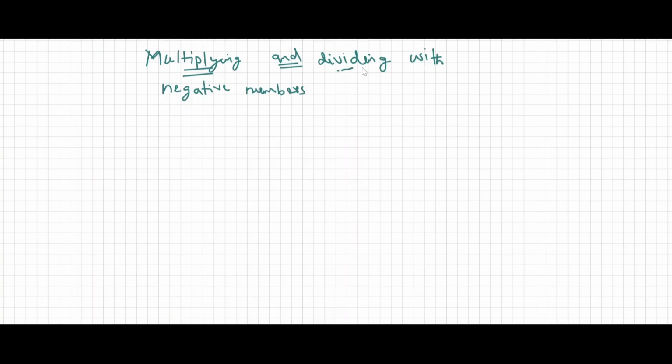So next we have multiplying and dividing with negative numbers. With negative numbers it can be more, could be more. So let's see.